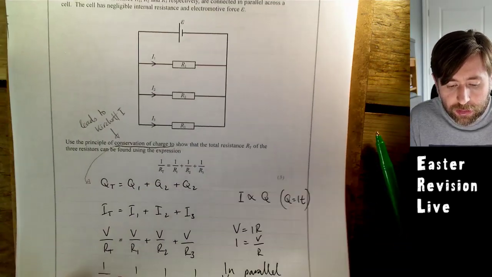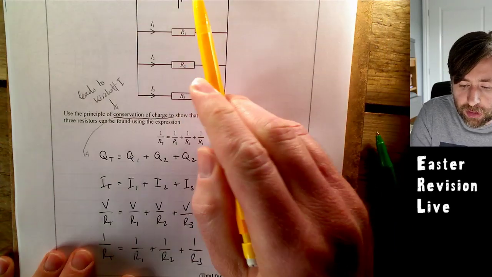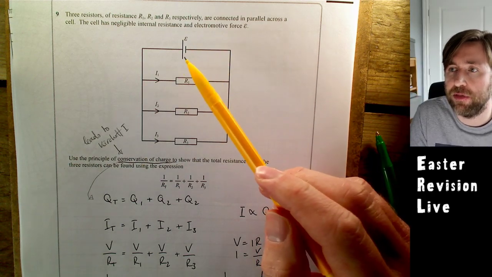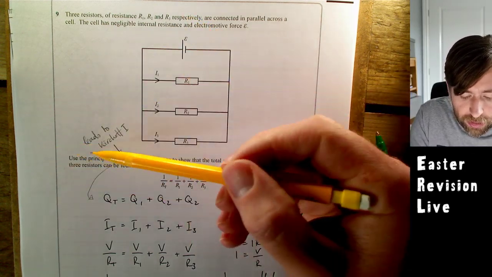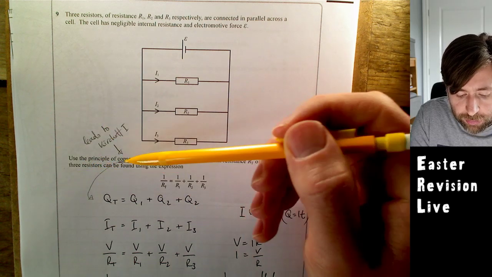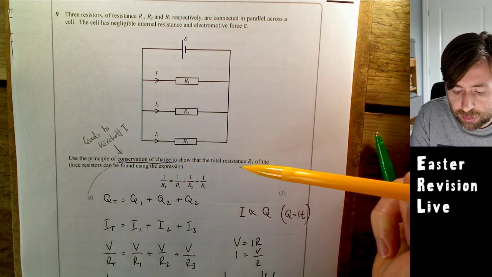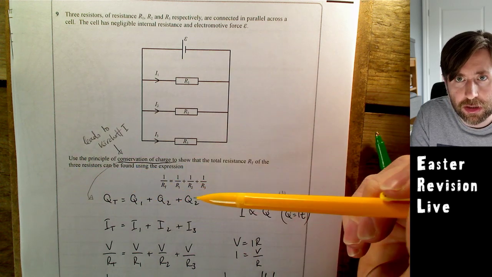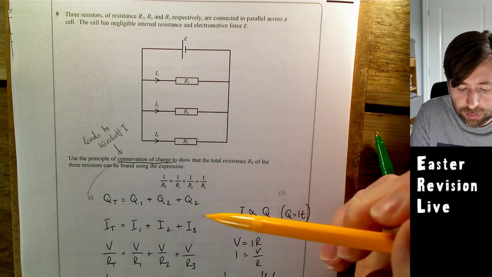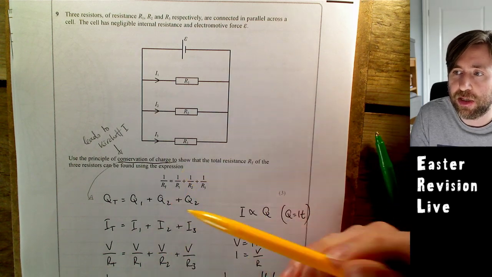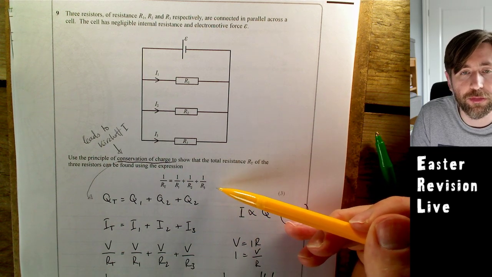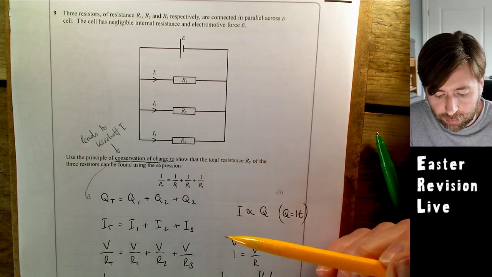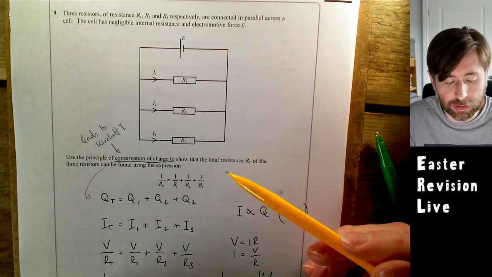Moving on, three resistors are connected in parallel across a cell. The cell has a negligible internal resistance and EMF E, or epsilon. Use the principle of conservation of charge to show the total resistance RT of the three resistors can be found using the expression 1 over RT equals 1 over R1 plus 1 over R2 plus 1 over R3. Now I'll just say in the specification it tells you need to know how to derive these from first principles, these equations for V, I and for resistances in series and parallel, so make sure that you can do that.